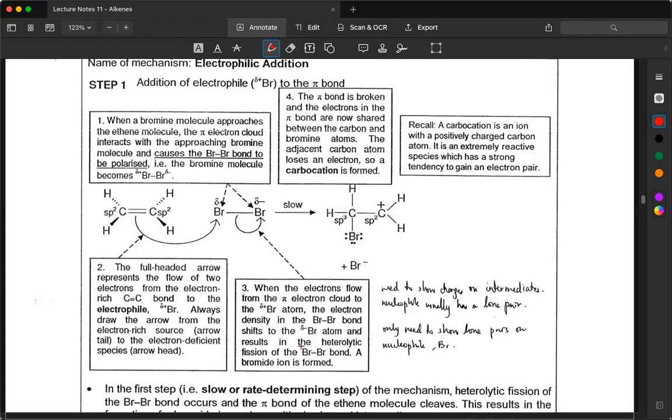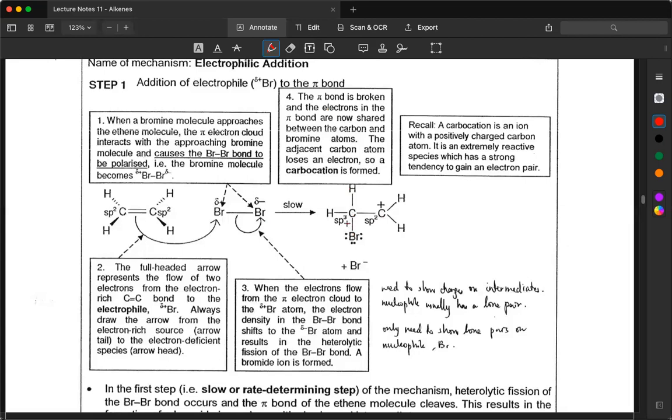And this results in heterolytic fission, meaning it's a fission process where the electrons shared in the covalent bond will both go to the more electronegative atom or to the partial negative charge atom. So you form a Br minus as a result. So this Br go to this side already. Okay, so it attract this and this pi bond is broken. Yes, the pi bond is broken and the electron in the pi bond are now shared between the carbon and the bromine. Okay, the adjacent carbon atom lose an electron. Of course, it will lose because the electron go to the other side, to the BrBr. So this particular carbon that is adjacent to that will become a carbocation because it loses electron.